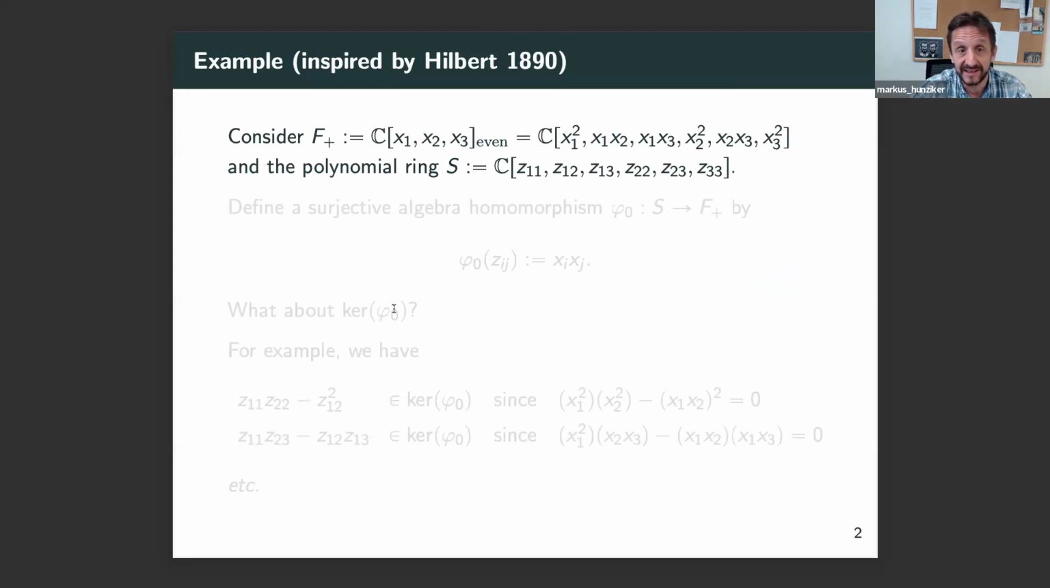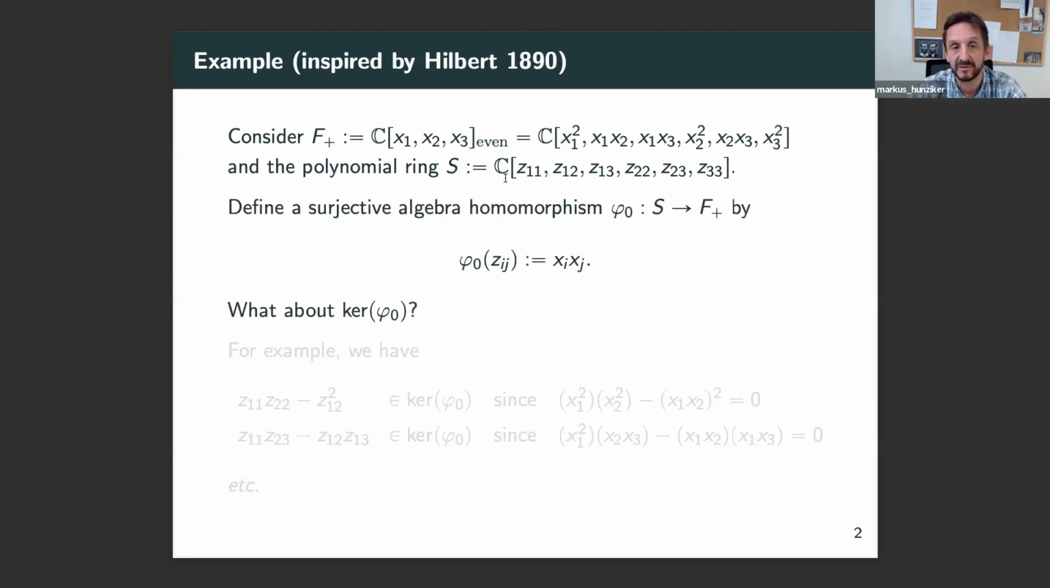So if you look at the action of the group plus minus 1 on, say, 3 variables, then the invariant ring would be the ring of even functions in these 3 variables. This ring of invariant functions would be generated by these 6 quadratic monomials. And what I will now do is introduce a polynomial ring in 6 indeterminates corresponding to these 6 generators. Then I define, as usual, a surjective algebra homomorphism from this polynomial ring to my algebra of even polynomials, where I just send this zij to the product xi xj.